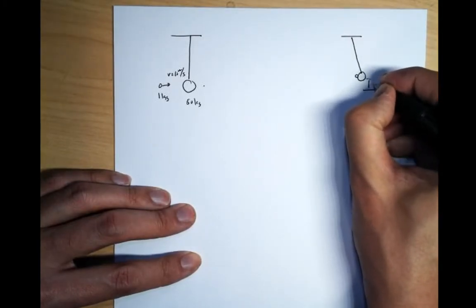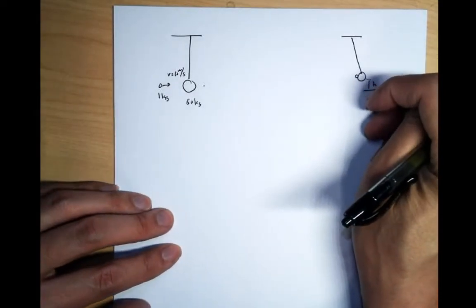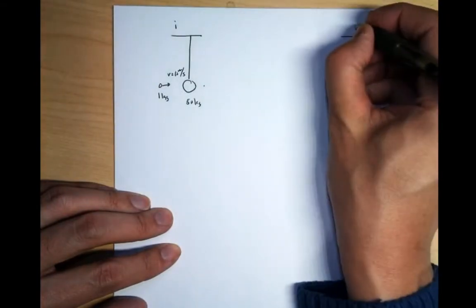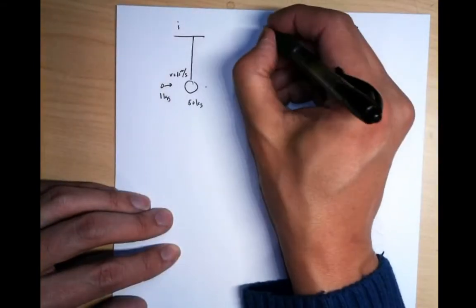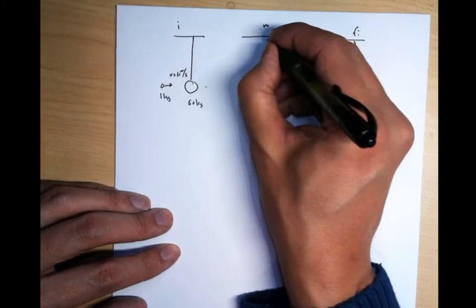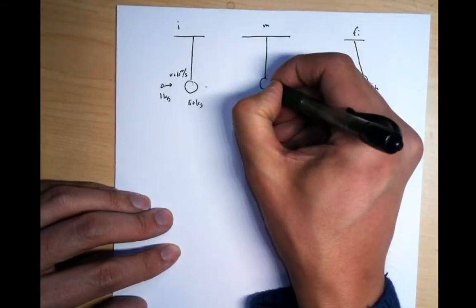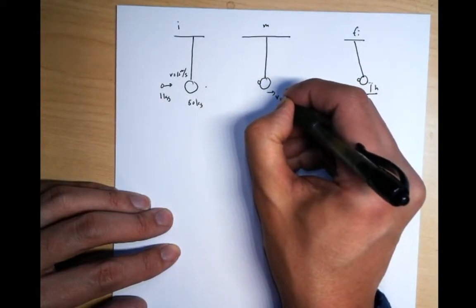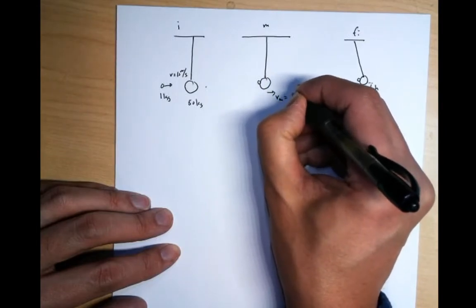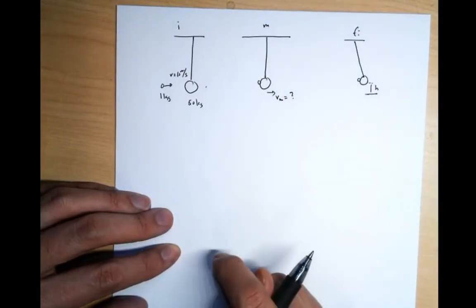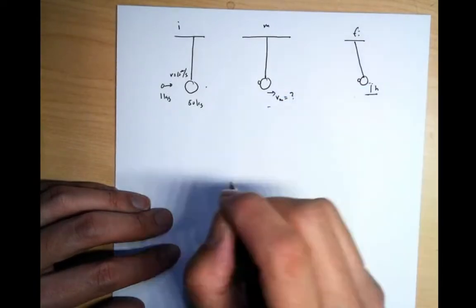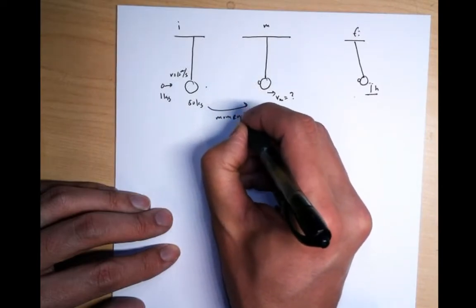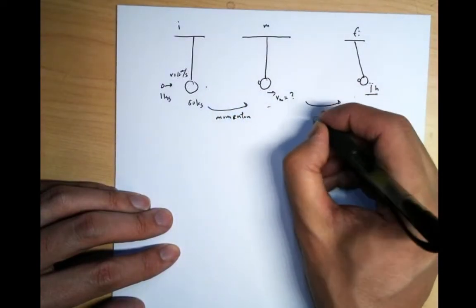And I want to figure out what this height is going to be when it reaches the maximum. Okay, so this is the I state. This is the F state. And so we need a middle state, M, where this is the moment the mass hits it and sticks together. So this is moving with some V middle equals question mark. And then from here it basically moves. So this is conservation of momentum, and this is conservation of energy.